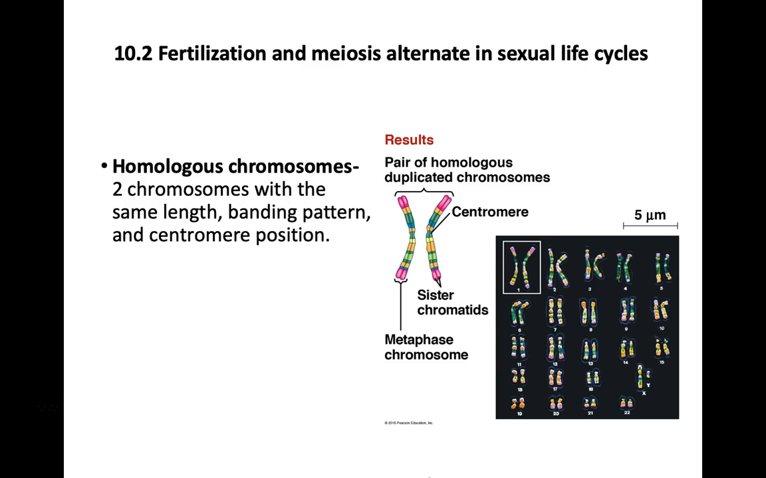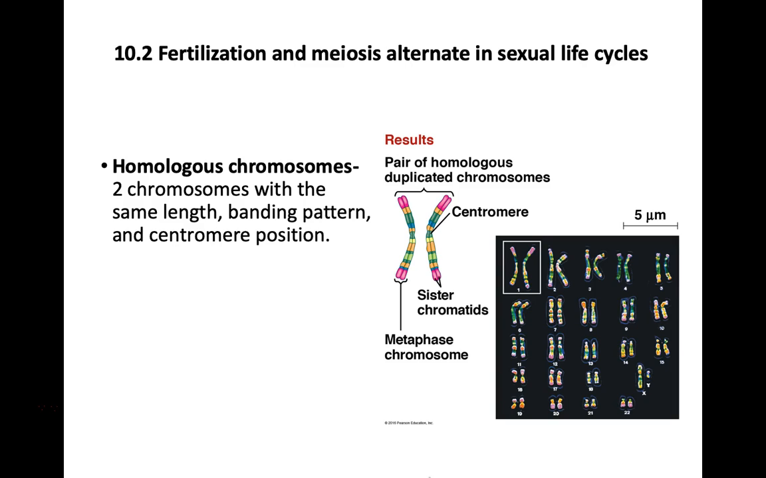So we've been talking about sister chromatids. Those are chromosomes that were produced by DNA replication, should be identical, and are attached at the centromere. But we also need to talk about homologous chromosomes. Homologous chromosomes are the pairs of matching chromosomes. So we have 1 chromosome from mom, 1 chromosome from dad.